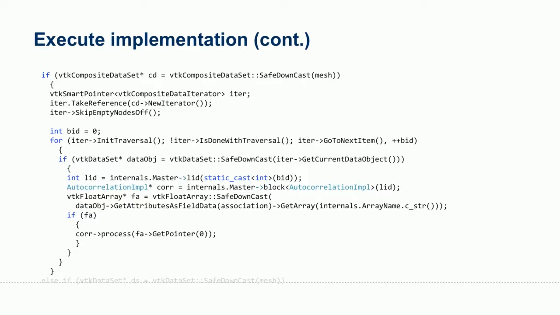And we can get an iterator, and we can iterate over all of the local nodes. So we create an iterator from the composite data set itself. It has this new iterator method. We're using a smart pointer again, so we don't have to worry too much about memory management. That will all be handled for us. The default is actually to skip empty nodes. So we're saying skip empty nodes off. We're going to visit all the nodes.